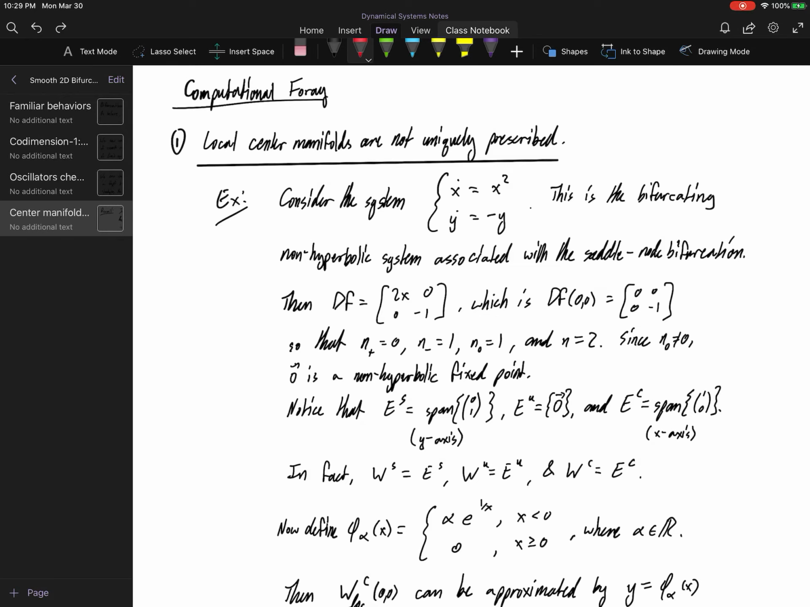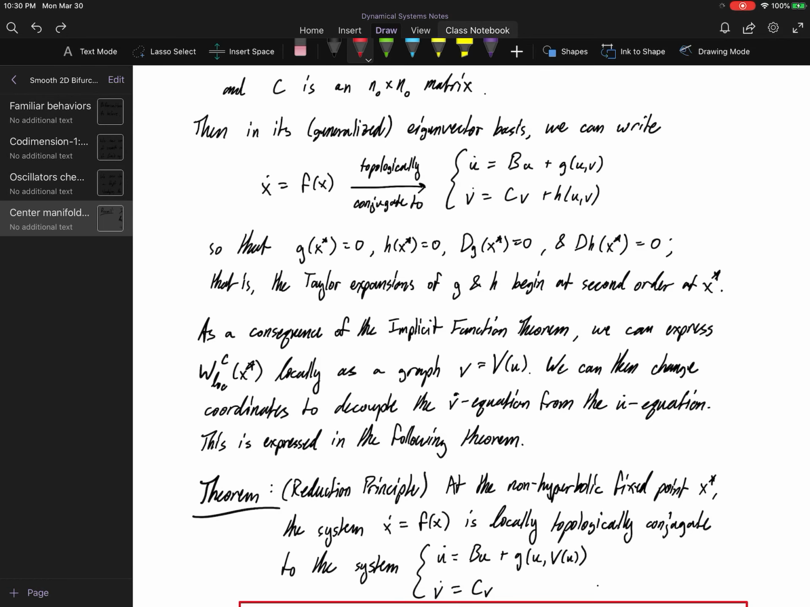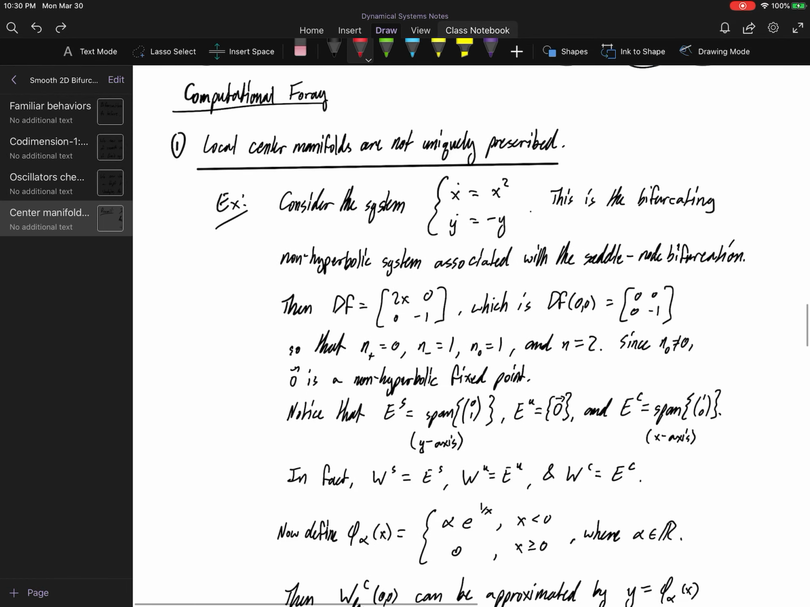So something that is often discussed first is that the local center manifold, W^c_loc, is not uniquely prescribed. There are actually a lot of different ways that we can describe a center manifold. So, for example, go ahead and consider this two-dimensional system. Uh-oh, did I run out of battery on my pencil? Nope, okay, we're good.